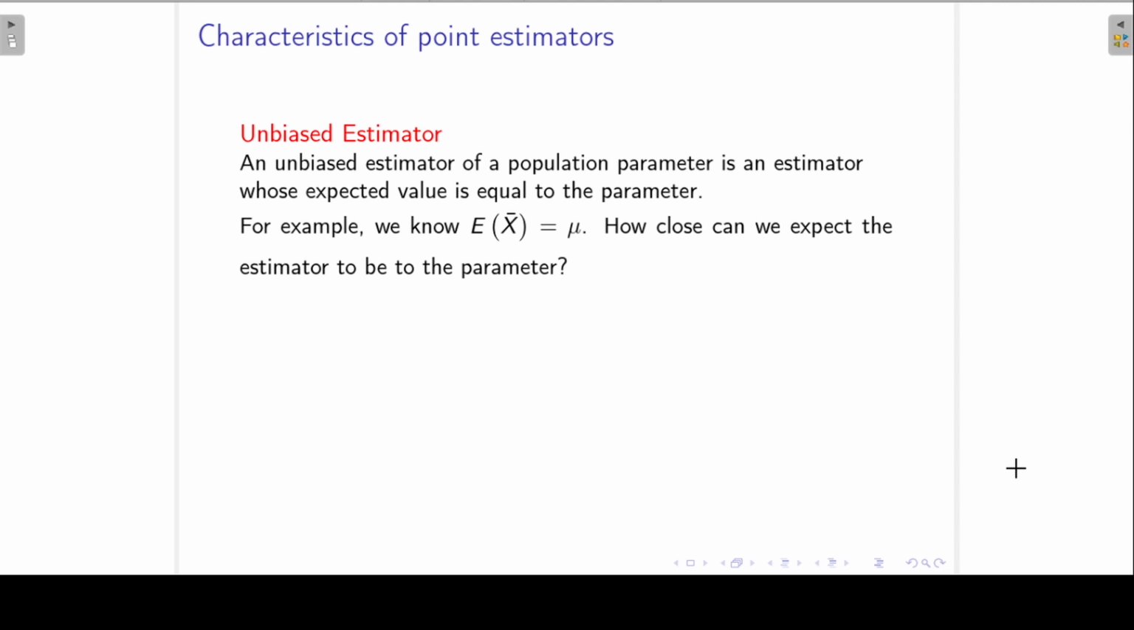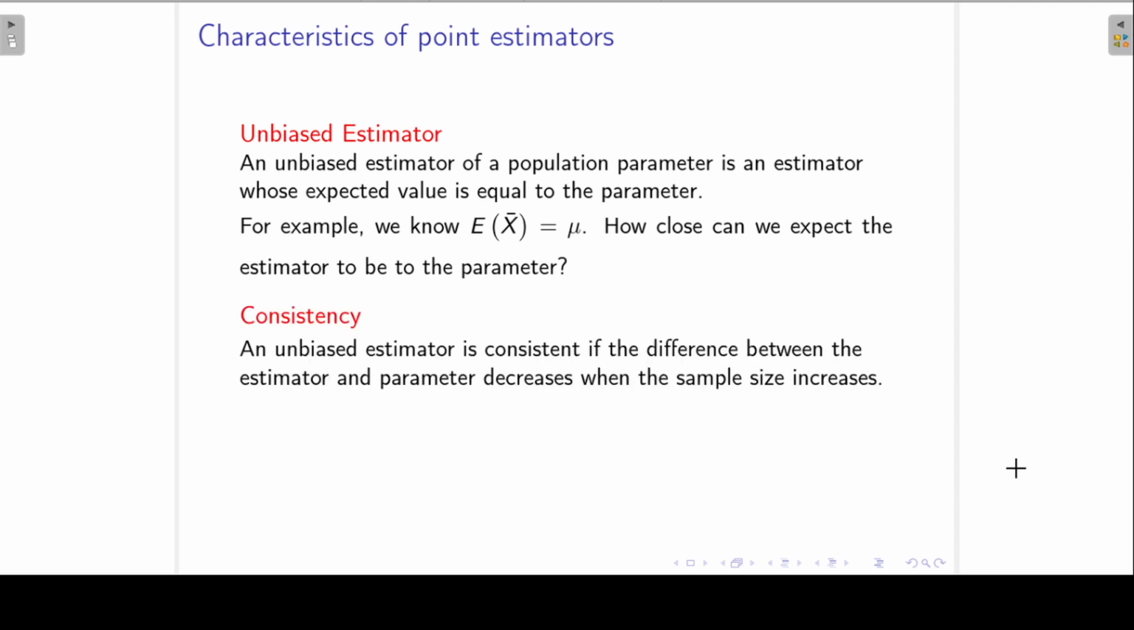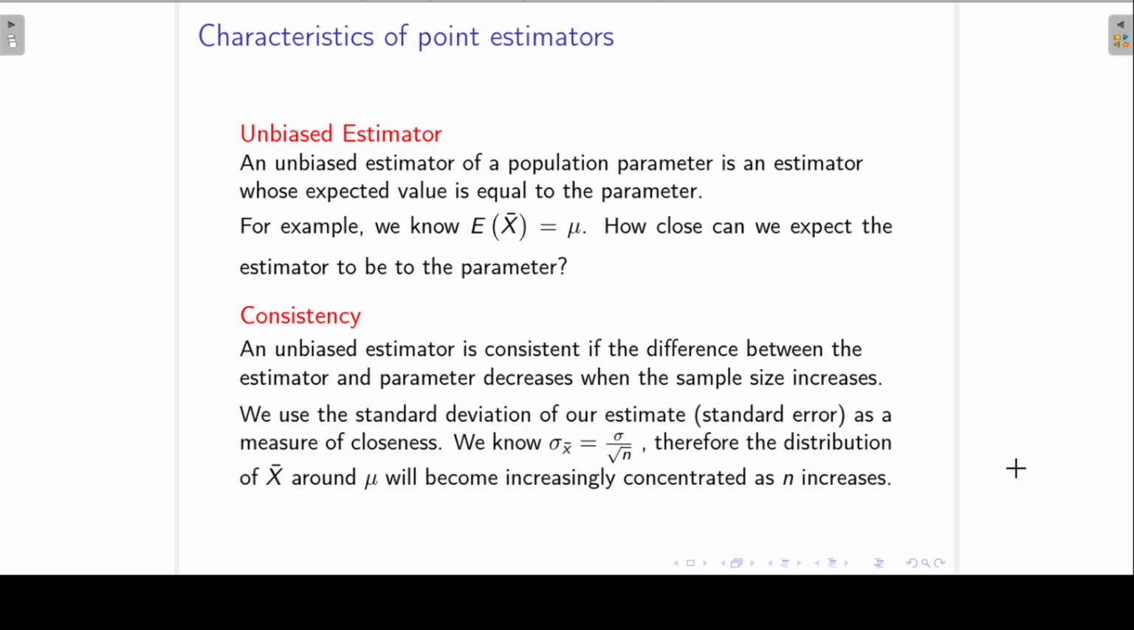Now the next question we would like to ask is, how close can we expect this estimator to be to the parameter? And that brings us to consistency. An unbiased estimator is consistent if the difference between the estimator and the parameter decreases when the sample size increases. Now again, if you think back to sampling distributions, we will use the standard deviation of our estimate, which we called the standard error, as a measure of closeness.